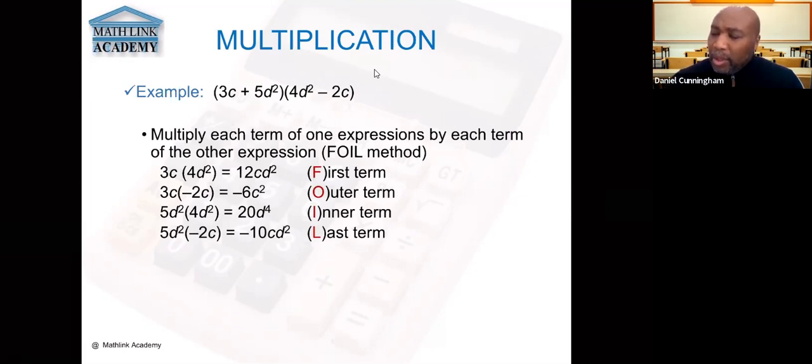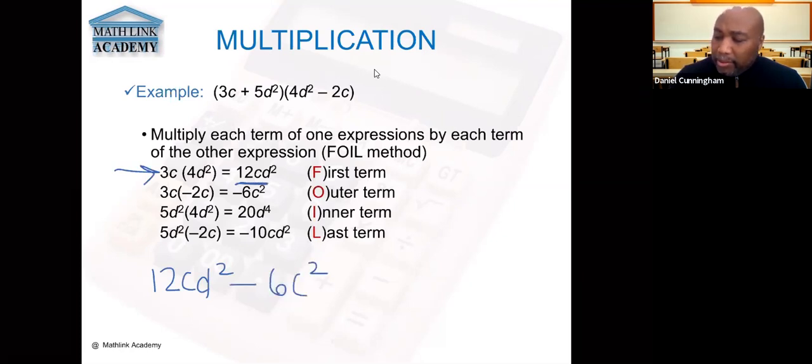Now, when you write down your final answer, it would be 12CD squared. That's what I got for this first one. Minus 6C squared, plus 20D to the fourth, minus 10CD squared.